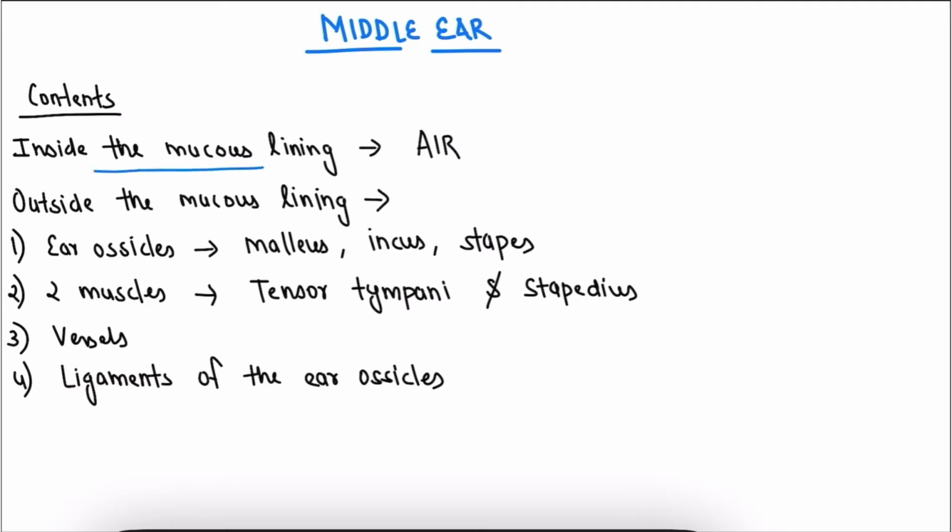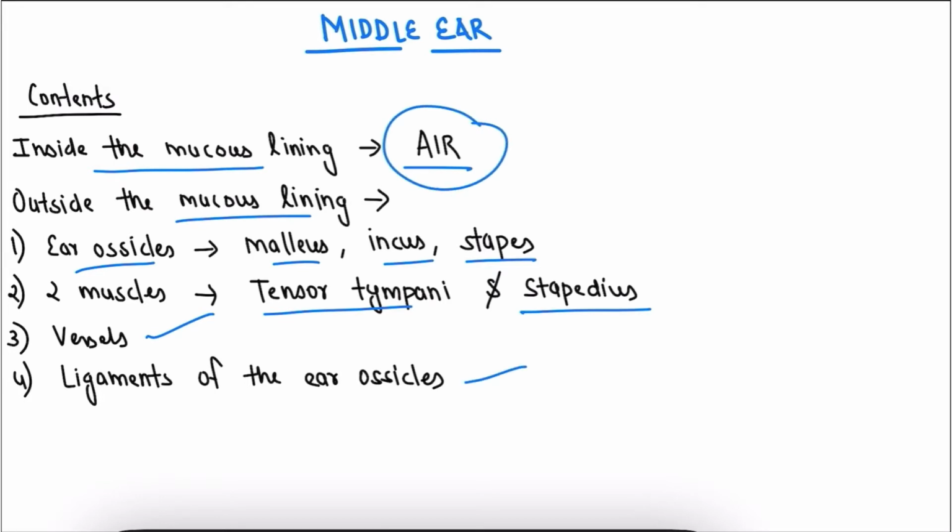Inside the mucous lining, we have the air, and outside the mucous lining, we have the ear ossicle, that is malleus, incus and stapes, and there are two muscles that are present. First one is tensor tympani and the second one is stapedius, and there are some vessels and ligaments of ear ossicle. The main content is the air.